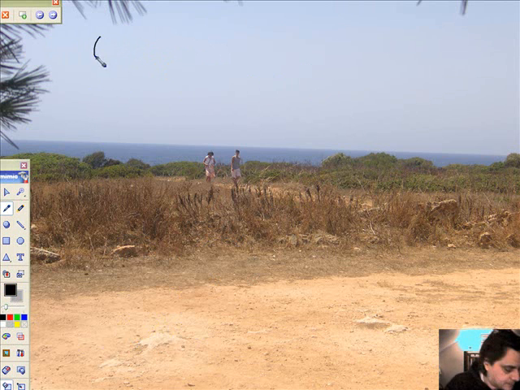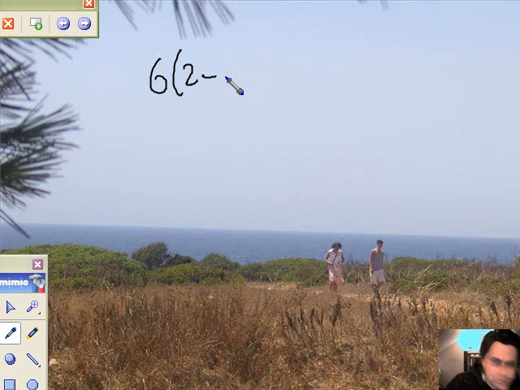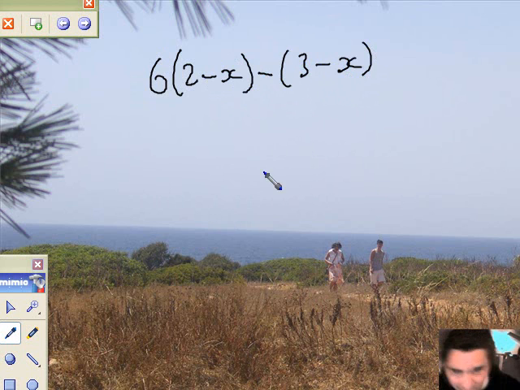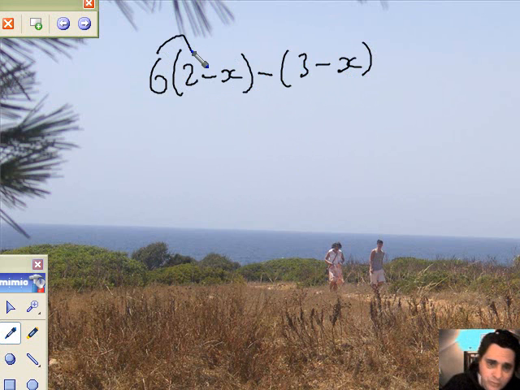Here's a horrific one. 6 times 2 minus x. Takeaway, it's the first of the takeaways that I'm going to do. It's probably too tricky actually to do it first time round, but I'm going to have a go with you. Okay, no problem with 6 times 2, 12.